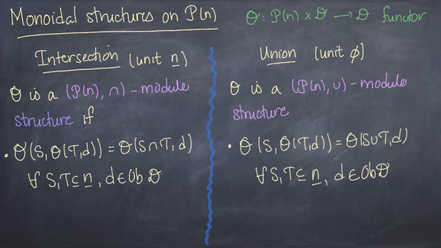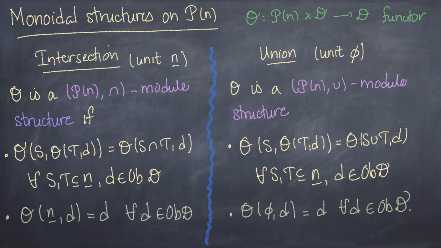If now I have S and T, which are subsets of the numbers from 1 to n, and D is some object in D, then if I apply theta to T and D, and then I apply S, it should be the same as theta of S intersect T and D, and dually for the union. And the unit object should have a trivial action on every object in D. So theta of the set 1 to n applied to D is equal to D in the case of intersection, and theta of the empty set applied to D is equal to D in the case of union.